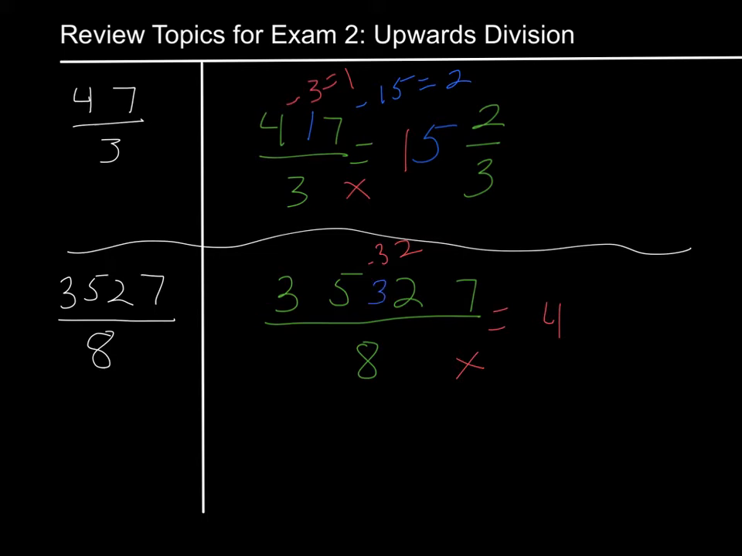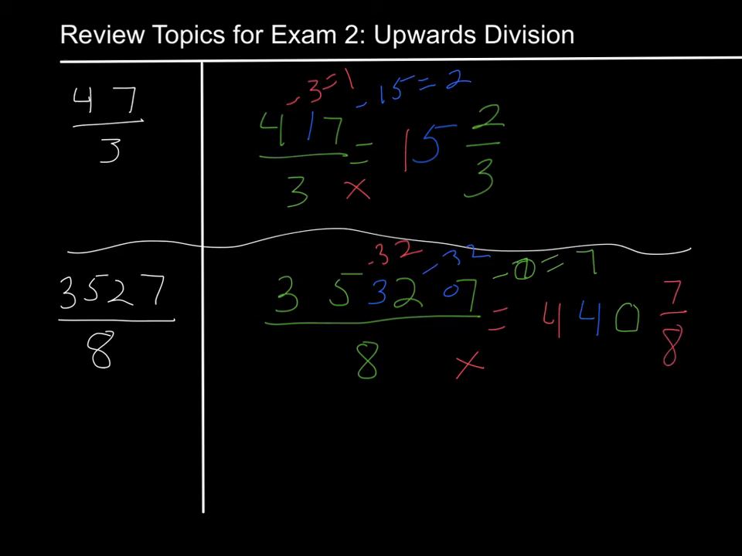So then 8 goes into 32 evenly. That's going to be 4 times. 4 times 8 is 32, with a 0 remainder there, so that's a 0 in front. And then 8 goes into 7 0 times. 0 times 8 is 0. Oops, that's a 0. So then that gives me a remainder of 7. So my final answer is 440 and 7/8.